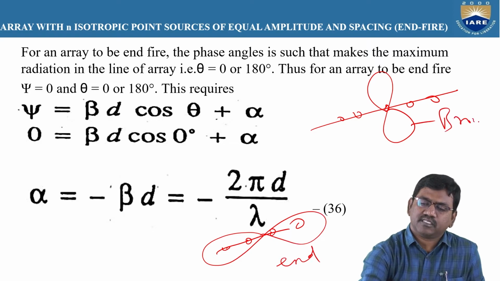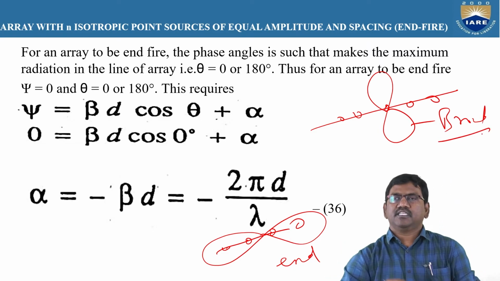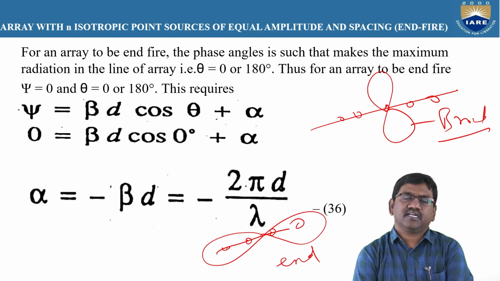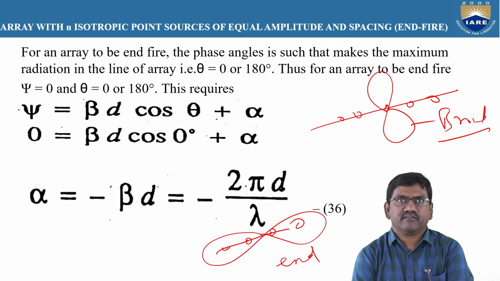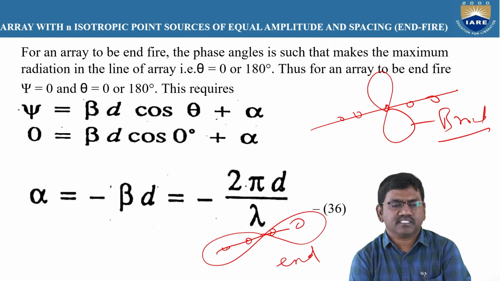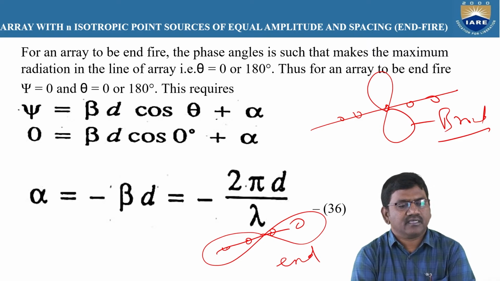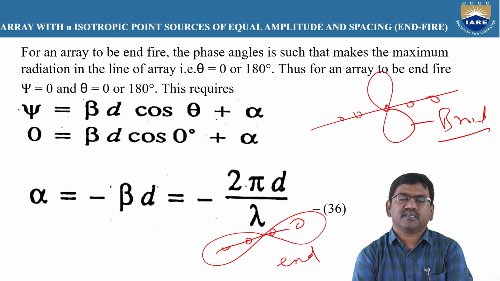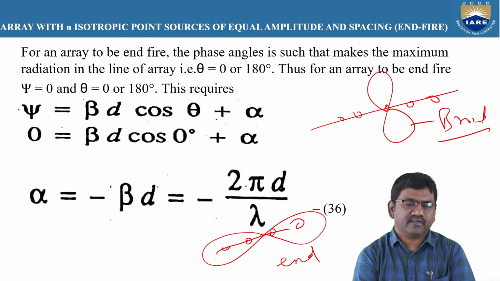This is the broadside case. That means the radiation pattern is perpendicular to the line of the array in the broadside case. The radiation pattern is along the line of the array in the end-fire case. So if we want to get the radiation pattern along the line of the array, we need to configure the system in such a way that psi must be equal to 0 and theta must be equal to 0 or 180 degrees. So under these two conditions only we can drive the radiation pattern in the direction of 0 and 180.